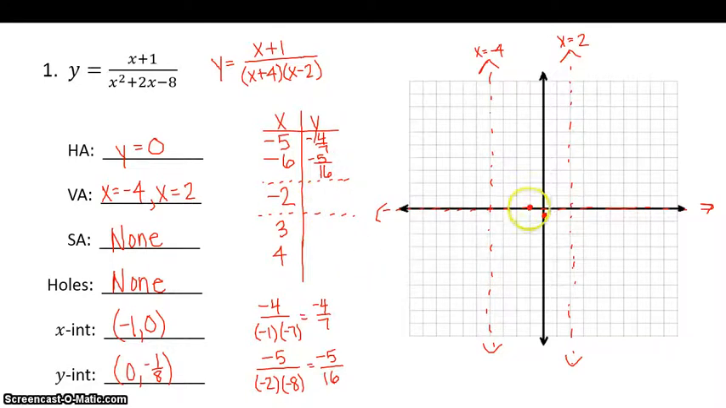Okay, now I'm going to plug in -2. So -2 plus 1 is -1. -2 plus 4 is 2. -2 minus 2 is -4. So that's going to be -1 over -8. So that will be +1/8.